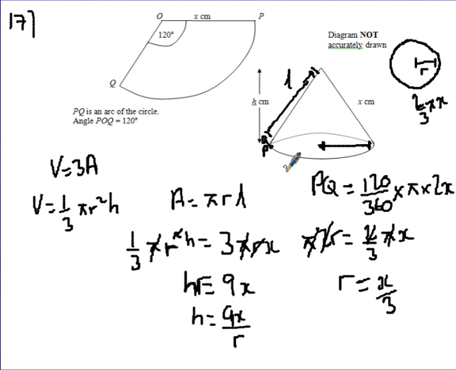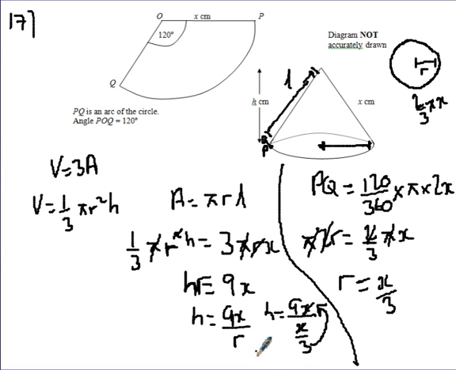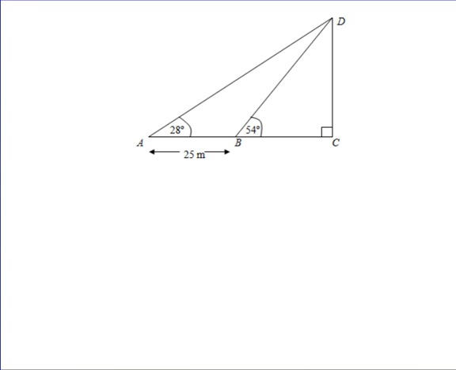This is a really tough question. If r then is x over 3, we can put r instead here and get rid of that, and put x in its place. So we've then got h equals 9x over x over 3. Your x's then cancel, and because it's a double decker fraction, the 3 will come up here. So h then is 27. So 27 is there. And you take a deep breath. Question 18.